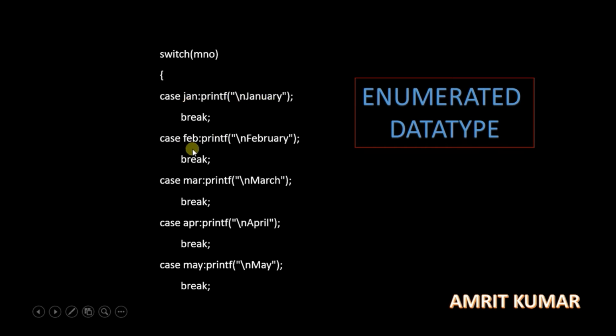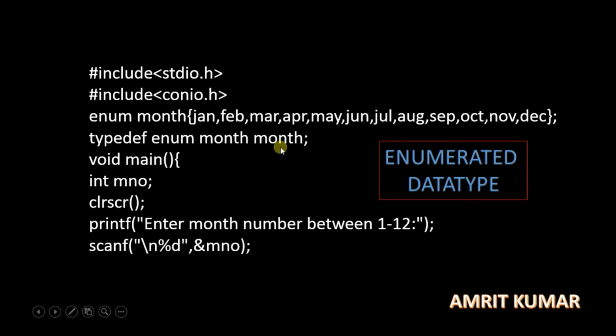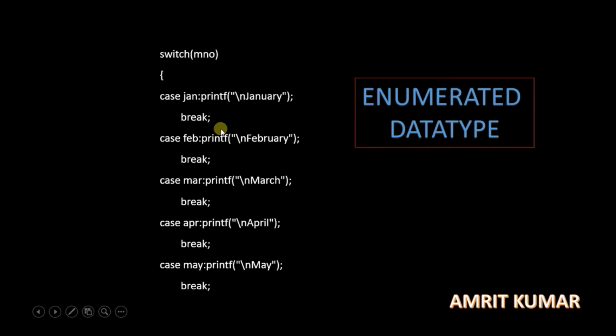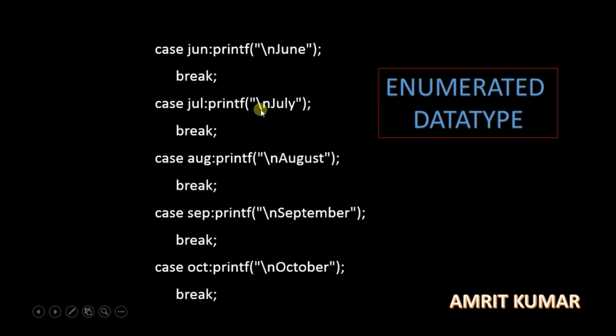If the user has given us 2, then it means February is going to be printed. So this is the concept that is going to work here, because these are the numbers 1, 2, 3 and till 12. So if the user is going to give us the cases, that is going to be displayed. Okay. So this is the proper use of the switch case with the help of the enumerated data type.